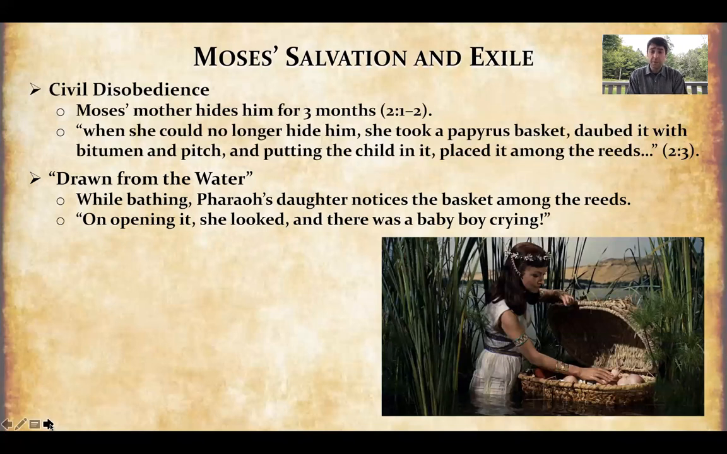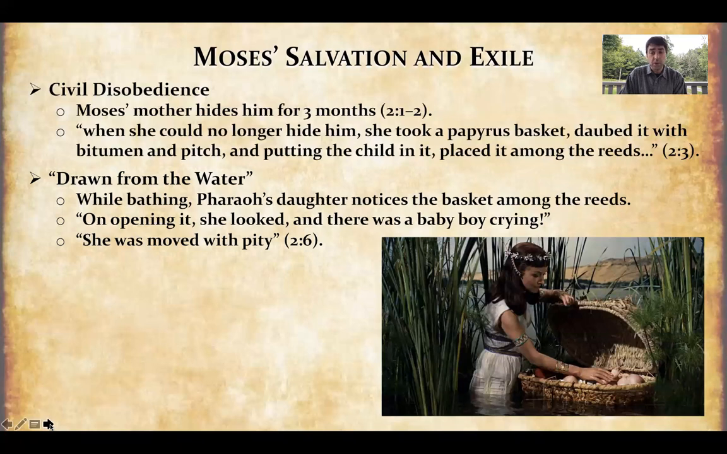Babies cry spontaneously. They don't really think or process emotionally what they're doing. If they're in need, they just cry. So he's crying out because he's probably hungry or scared, cold even. And when she sees Moses, she's moved with pity. So we see here not only the theme of crying, but pity, a response to the cries of this poor child.